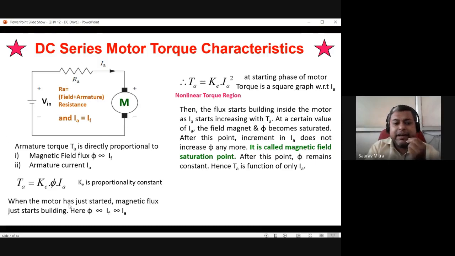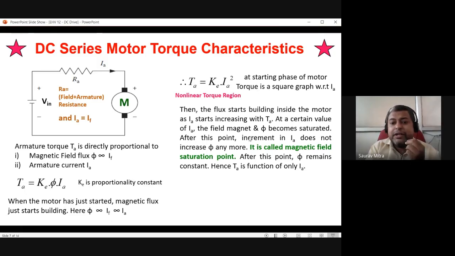So initially when phi was less, phi was directly proportional to Ia. In that case we got torque directly proportional to Ia square. But after some time, what we find is that the flux has become saturated. Even if we are increasing Ia, phi is not going to be a function of Ia. So phi becomes saturated after a certain time, because the electromagnet inside the motor has reached the saturation point.